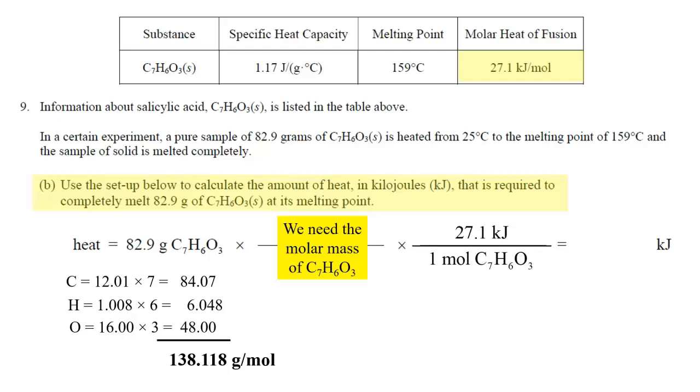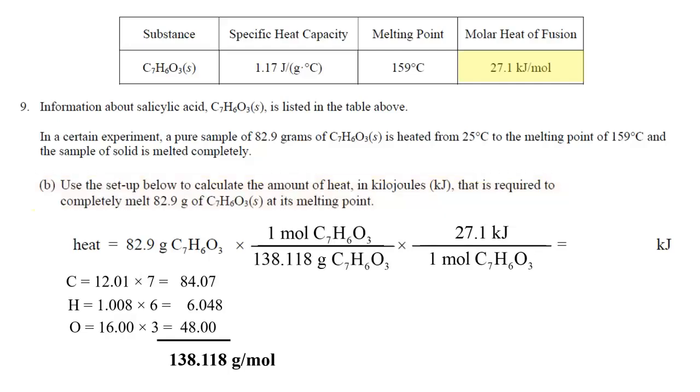138.118 grams per mole. I'm going to create my conversion factor with grams on the bottom and moles on top. So for every 1 mole of salicylic acid, that would be 138.118 grams. Now I'm set up to go from grams to moles, and then I can go from moles to kilojoules. I'm going to pick up my calculator and do 82.9 divided by 138.118 and then times 27.1, and my answer will have units of kilojoules. So when I do that math, I get 16.266. I'm not rounding off this number just yet because I'm not done.